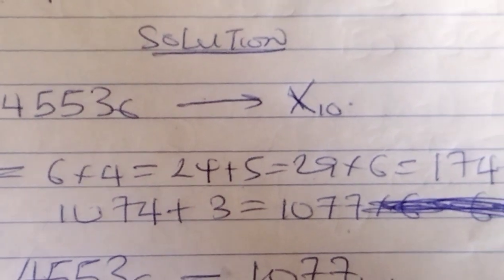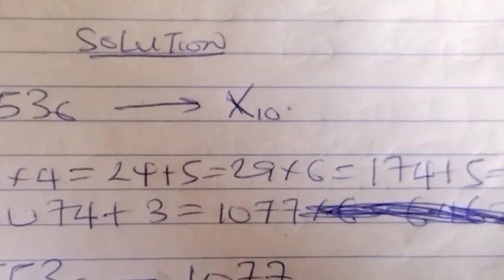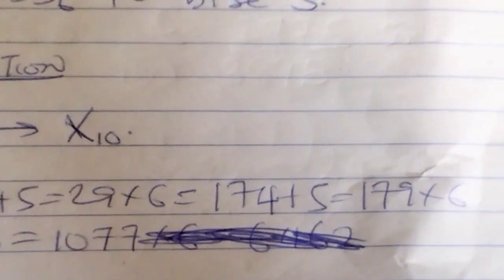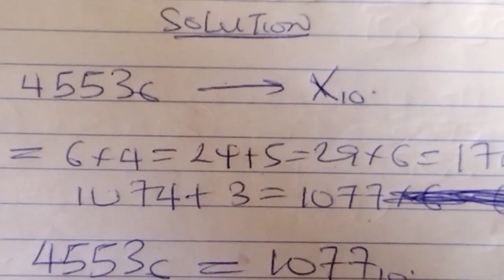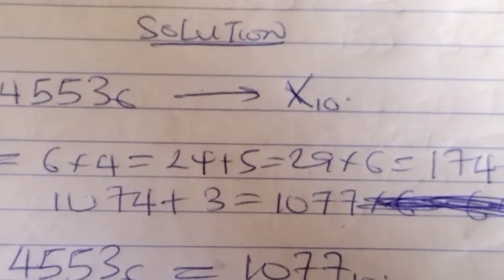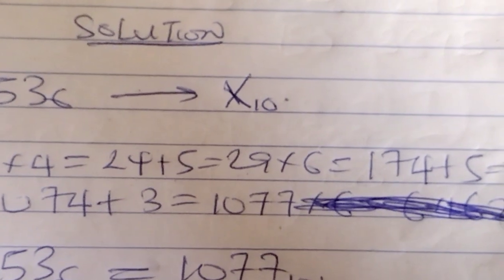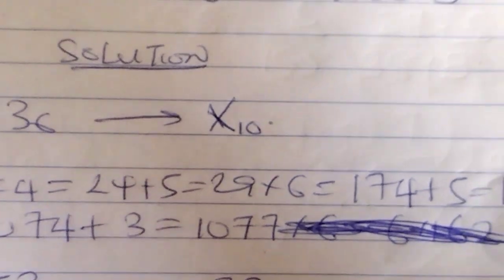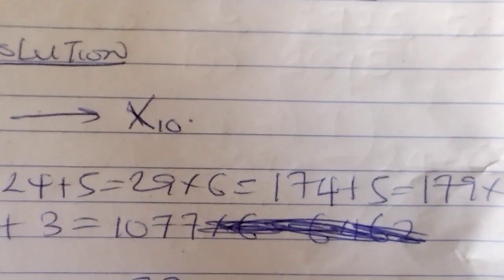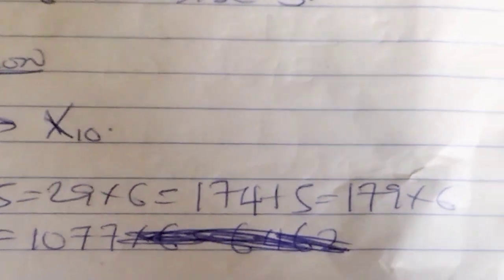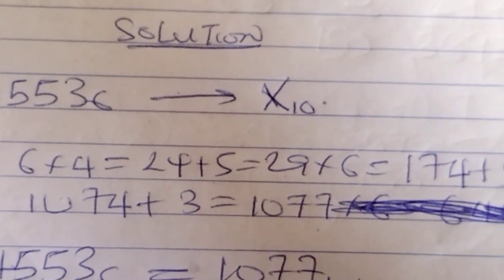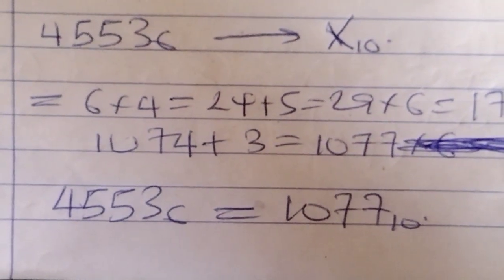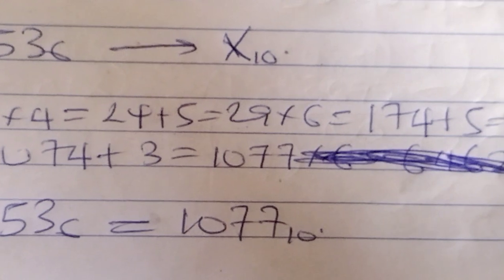So we'll have 6 times 4 equal to 24 plus 5 equal to 29, times 6 equal to 174, plus 5 equal to 179, times 6 equal to 1074, plus 3. That gives us 1077. So the number 4553 base 6 is equal to 1077 base 10.